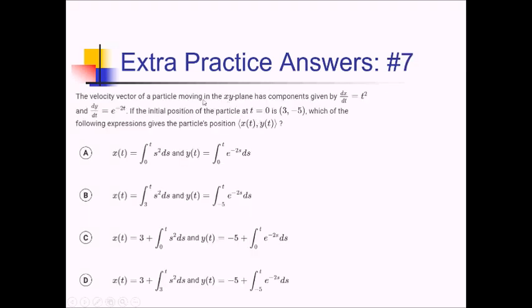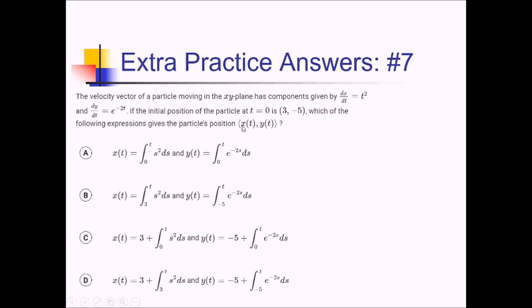For this problem, we have the velocity vector of a particle moving in the xy plane, given by dx over dt and dy over dt here. So they spelled out those derivative functions for us. And they also give us the initial position of the particle at time 0, which was 3 comma negative 5. So based off that, they want expressions for x of t and y of t. If you look at all these answer choices, they're looking for some kind of integral expression with a variable in the upper limit, and notice that the dummy variable inside each of these expressions is not going to match the upper limit variable. We have a different dummy variable, which is how it's supposed to be.